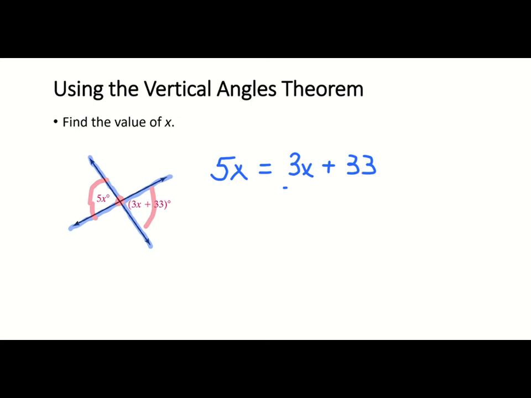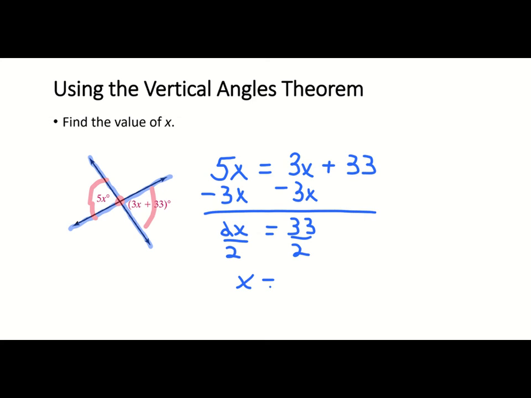So I'm going to subtract 3x from both sides. We'll end up with 2x is equal to 33, and then we'll divide by 2. So I get x is going to be equal to, now I understand 33 is not an even number, so we're going to get a decimal. Or you could leave it as 33 over 2. Or you could say it is 16.5.